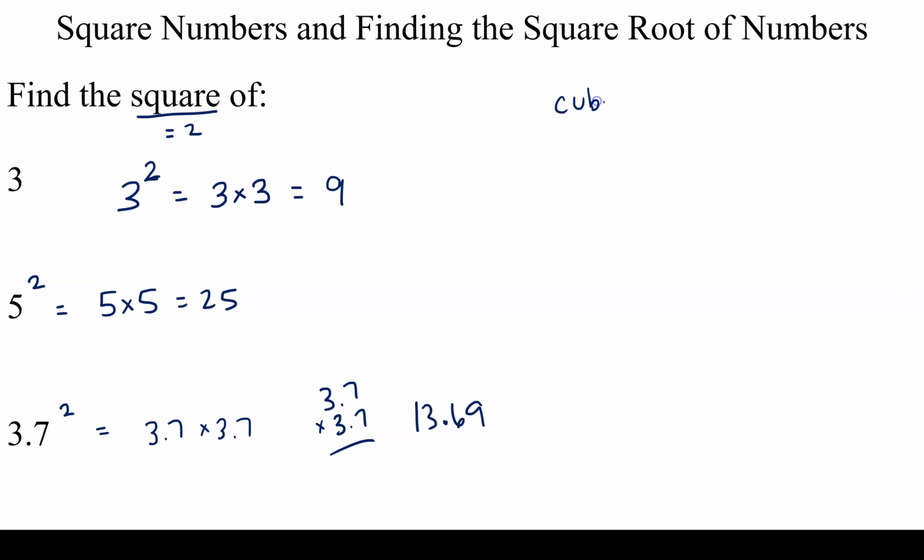Now, we were specifically talking about finding the squares of numbers, but you could find the cube of a number. And all that means is your exponent is now a 3. So if we were to find 3 cubed, that means our base is the 3, and our exponent is a 3. And this means 3 times 3 times 3, which would be 27.